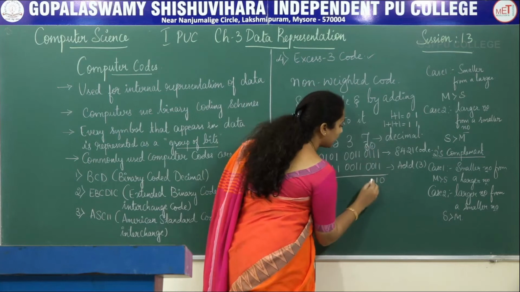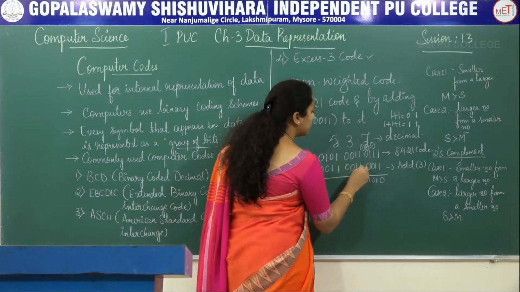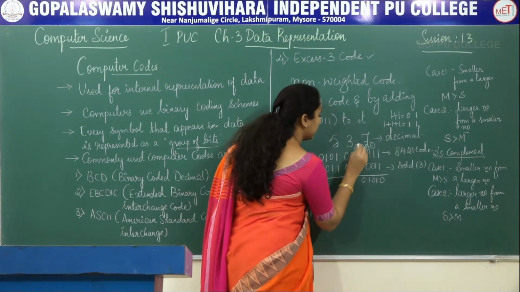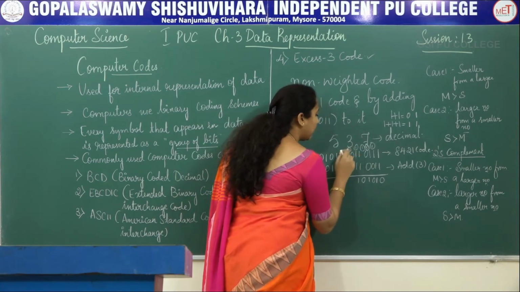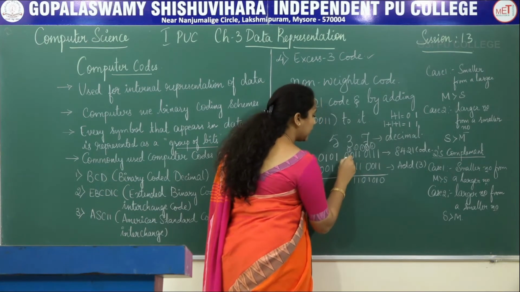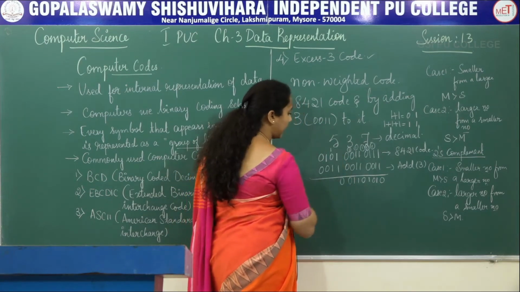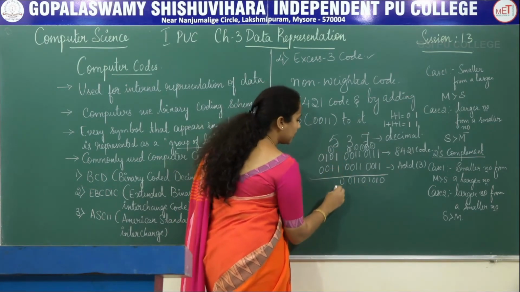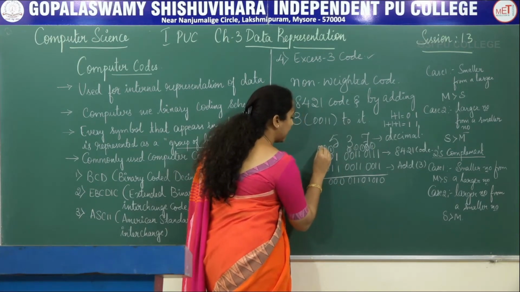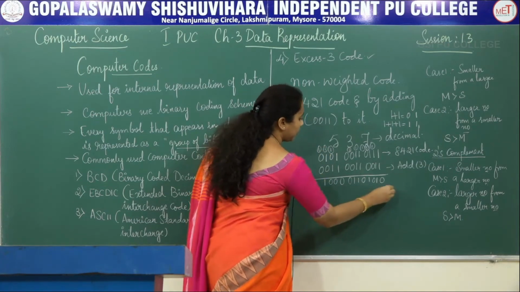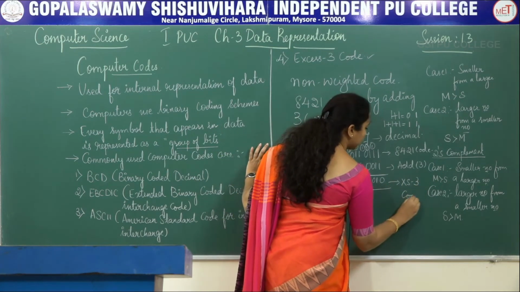So what is 1 plus 1? 0, 1 carry. 1 plus 0 is 1. 1 plus 1 is 0, 1 carry. 1 plus 1 plus 1 is 1, 1 carry. 1 plus 0 is 1. 0 plus 0 is 0. 1 plus 1 is 0, 1 carry. 1 plus 1 is 0, 1 carry. 1 plus 1 is 0, 1 carry. 1 plus 0 is 1. So this is our XS3 code.